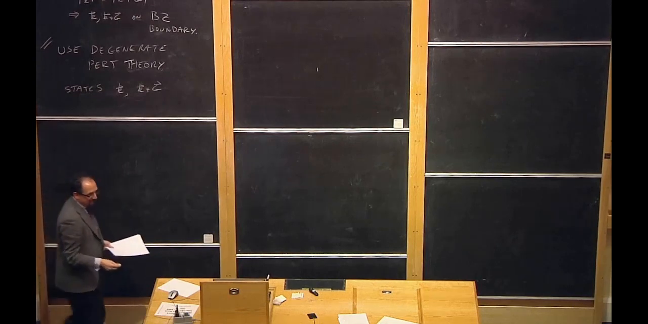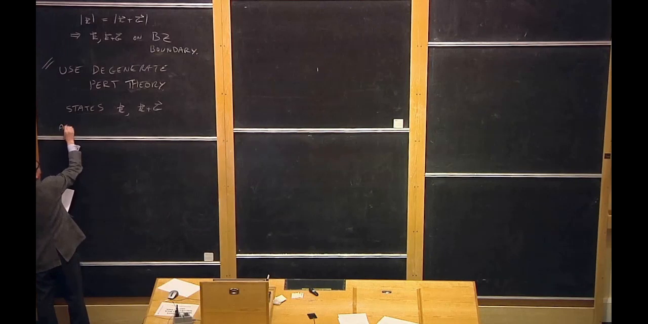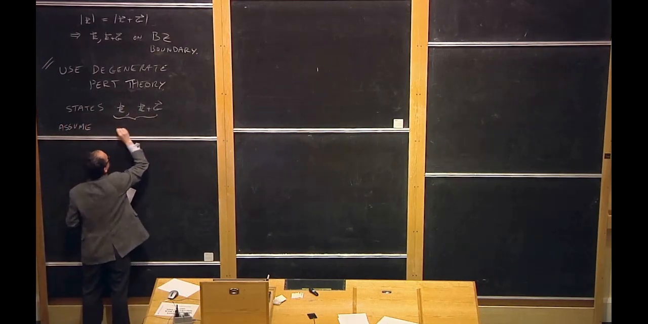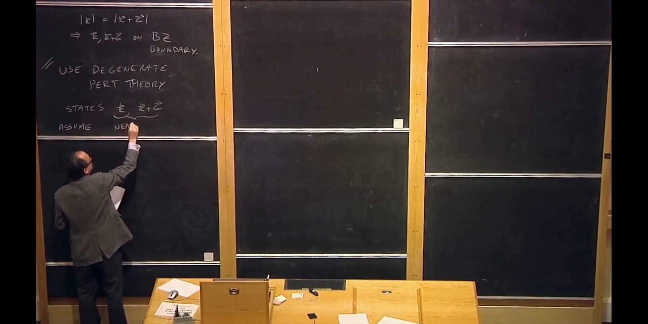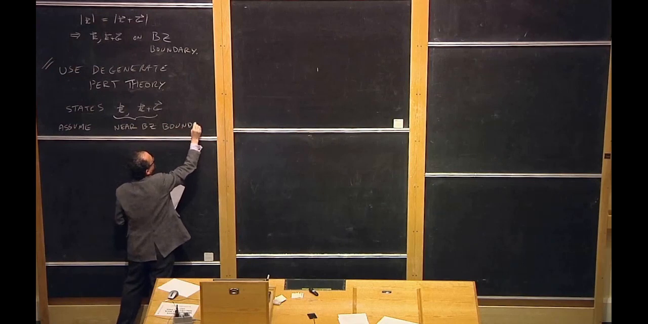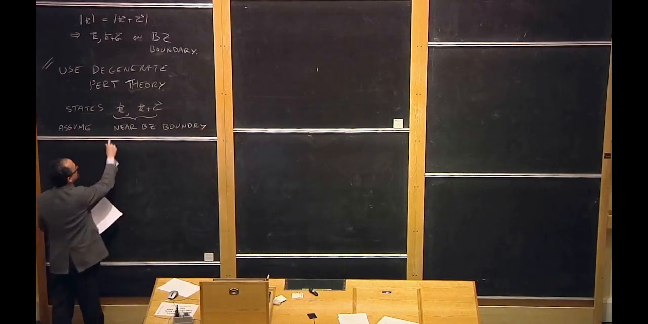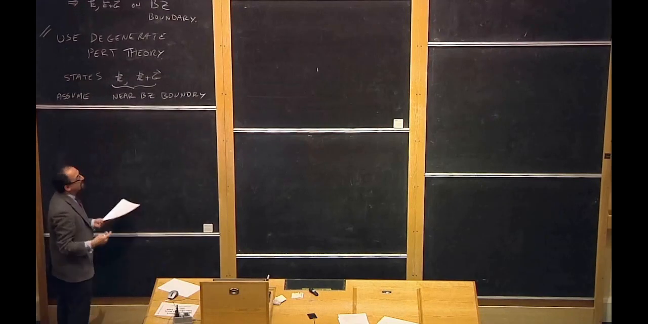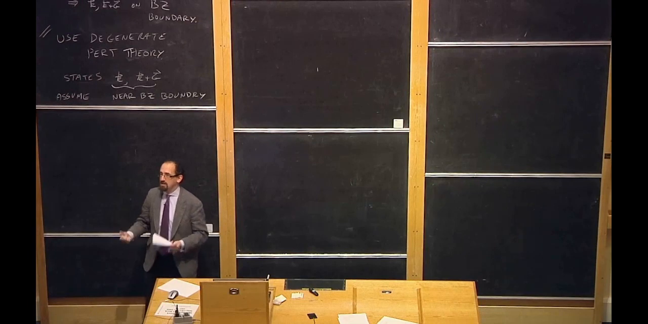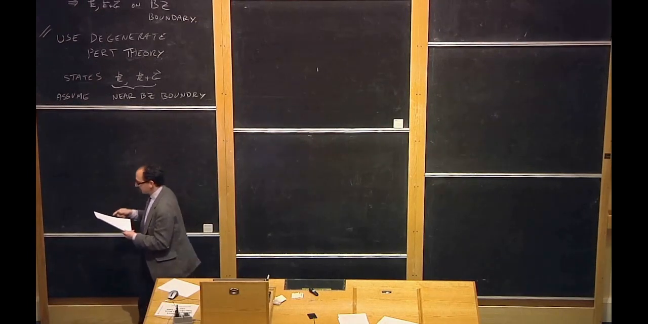Actually, maybe we'll be a little bit more general and assume k and k plus G are near a Brillouin zone boundary, near a BZ boundary. So it may not be an actual divergence. It can just be a near divergence. It's still bad enough to cause us to not trust our second order perturbation theory anymore and require us to use degenerate perturbation theory, even though it's not a zero in the denominator, it's just something close to zero in the denominator.